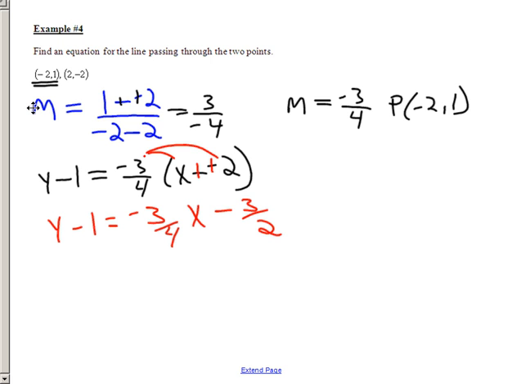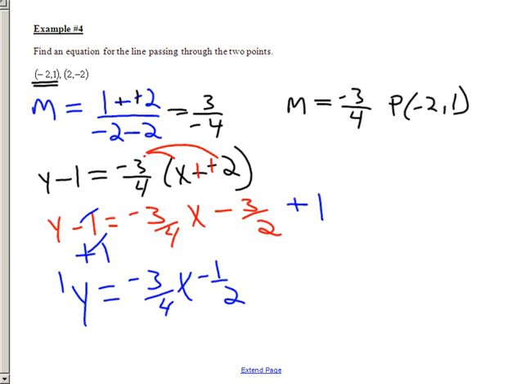Add 1 to both sides. If we add 1 to both sides to get y by itself, we get negative 3/4 x. Negative 3/2 plus 2 over 2 is a negative 1/2. That's slope intercept form. The slope being negative 3/4 because that's the coefficient of x. The y-intercept being the point 0, negative 1/2.